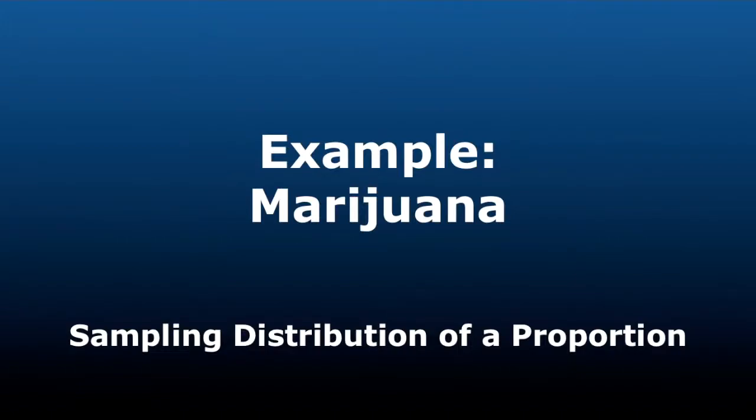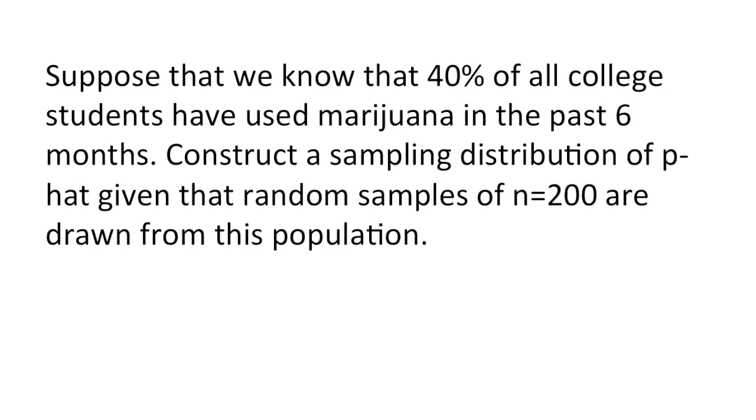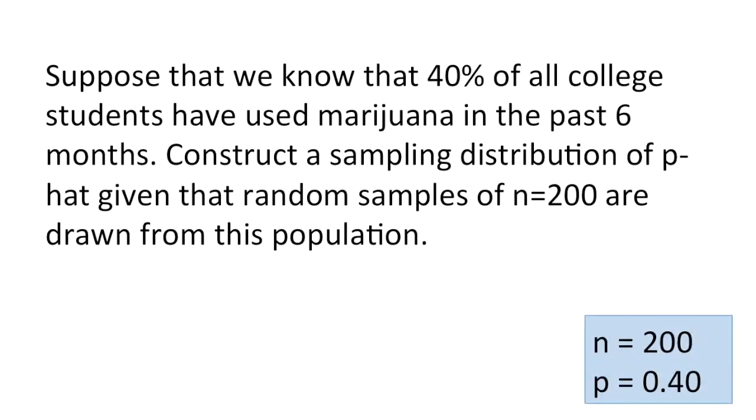Here we're going to look at one example of constructing a sampling distribution of a proportion. Suppose that we know that 40% of all college students have used marijuana in the past 6 months. Construct a sampling distribution of p-hat given that random samples of n equals 200 are drawn from this population. From this scenario, we know that n equals 200 and p, the population proportion, equals 0.40.